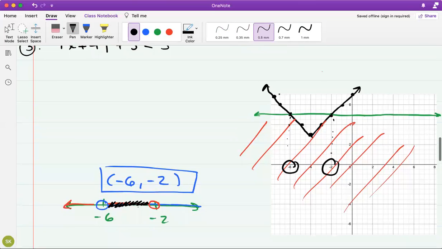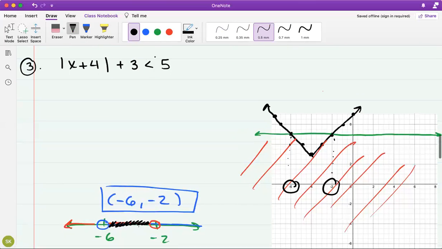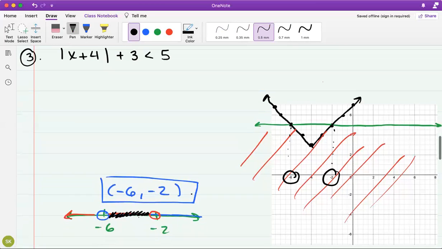So you can see that from -infinity to -6, we're above. And then from -6 to -2, we're below. So we're in this red area. And then from -2 to infinity, we're above. And we are on the green line when we're on x is -6 and x is -2, but we want to be below the green line. So we don't include those two numbers, which is exactly what we got.